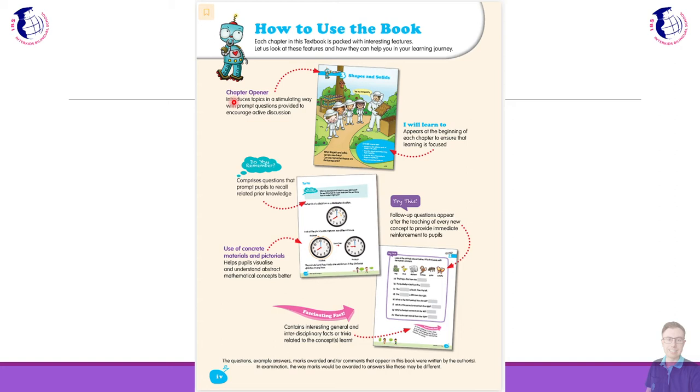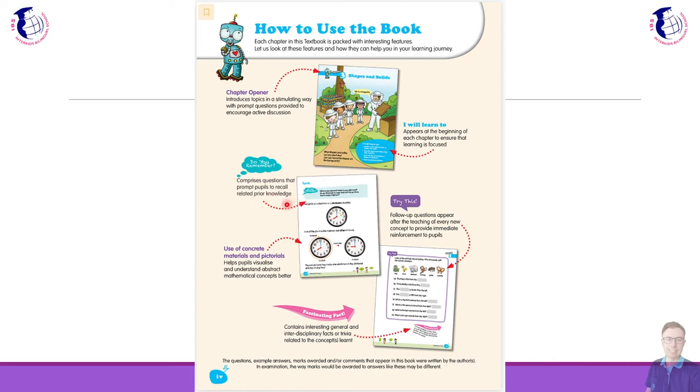So, here's a little bit about how to use the book. At the beginning of each chapter, we have what we call a chapter opener. This introduces topics in a stimulating way, with prompt questions provided to encourage active discussion. Here is the title of the chapter. Down here, you will have the learning objectives, which is what you should know by the time we have finished each chapter. And there's usually some little clues or information here, or questions about what is going on with the chapter.